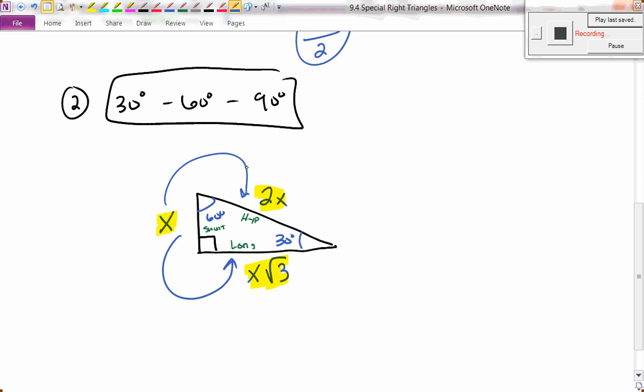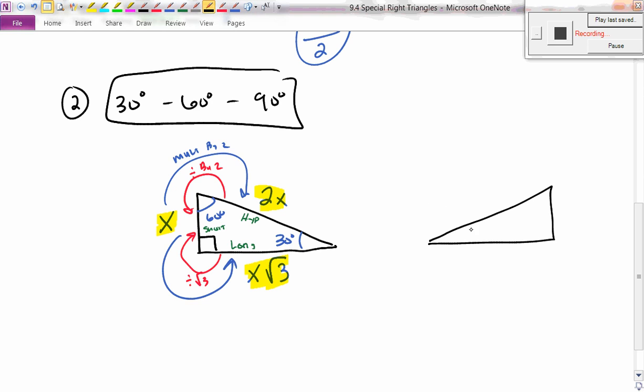To go from the short side to the hypotenuse, we multiply by 2. Now to go from the hypotenuse to the shorter side, you divide by 2. To get yourself from the short side to the long side, we multiply by the square root of 3. To go back, we would divide by the square root of 3. To get yourself from the long side to the hypotenuse is kind of difficult, but we can still do it. So here's a couple of examples for you.